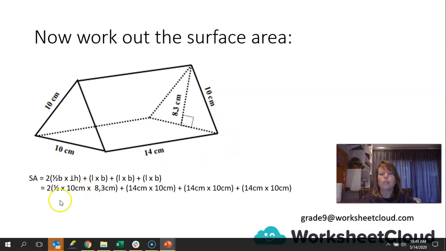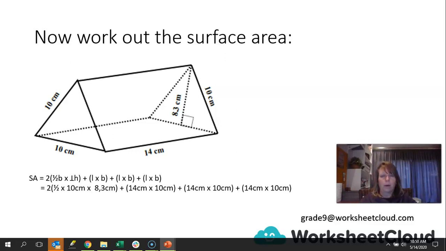Okay, so we've got 2 times half times 10 times 8.3, half the base times the perpendicular height. Okay, and then you're going to add on 14 times 10, another 14 times 10, 14 times 10. If you had written it 14 times 10 all times by 3, absolutely perfect. Remember, you can do that if it is an equilateral triangle. If it's not, then you have to look and see, is it an isosceles triangle? Then you times it by 2 and add on the other rectangle. If it is a scalene triangle like we have been working with, you've got to do all 3 rectangles separately.